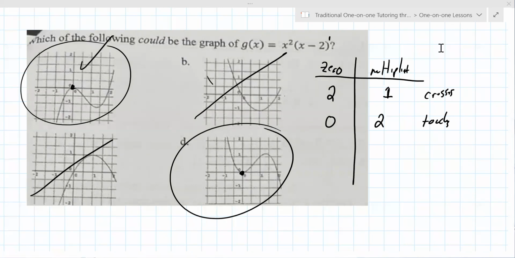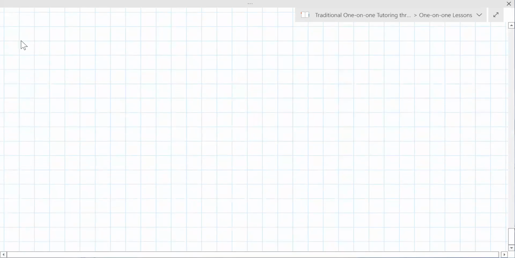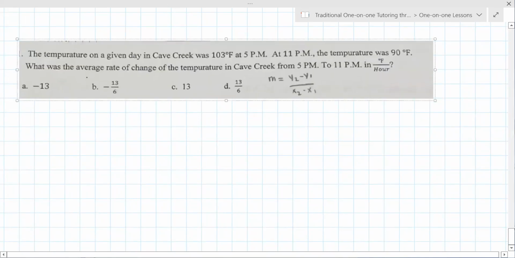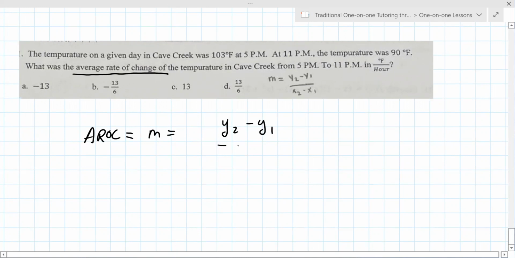All right. Next one here. Yeah, number 11. All right, so this one asks about the average rate of change. It says the temperature on a given day was this, and then this. Average rate of change, AROC, kind of a big deal in these courses. It just means slope. It just means y2 minus y1 over x2 minus x1.